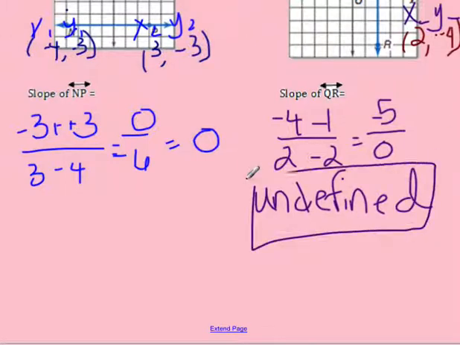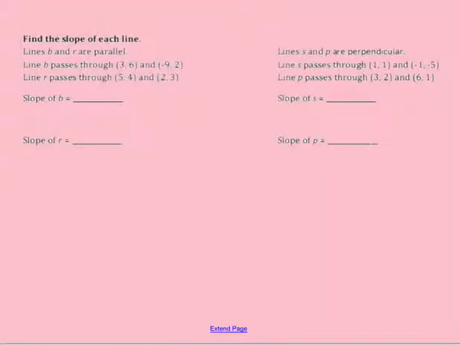Okay, anything divided by 0, your answer is undefined. Okay, let's take a look at a couple more. So for our next one, find the slope of each line. Lines B and R are parallel. So line B passes those 2 points. Well, let's go ahead and calculate the slope between those 2 points.